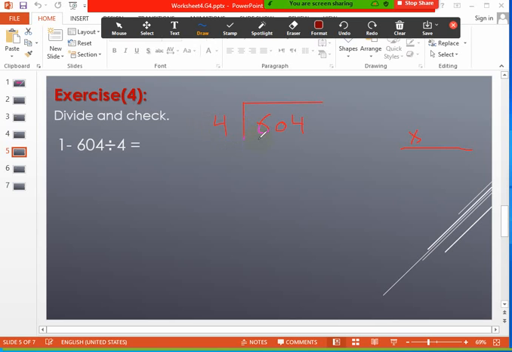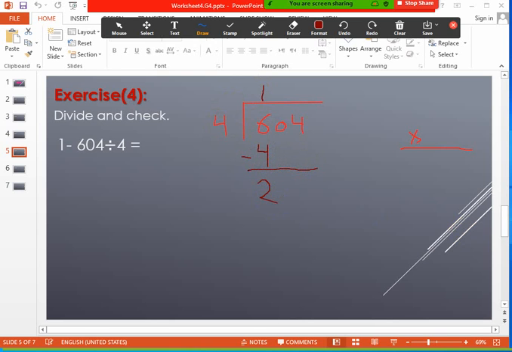Yes, first thing I want to divide 6. Can I divide 6 by 4? Yes, 6. How many 4s in the 6? Only one. That means the first digit of the quotient will be 1. Very good. 1 multiply 4. Very good. Then we will subtract, not multiply. Very good.